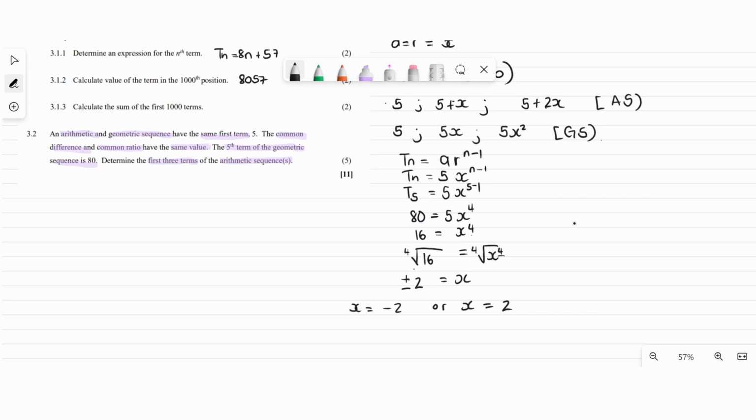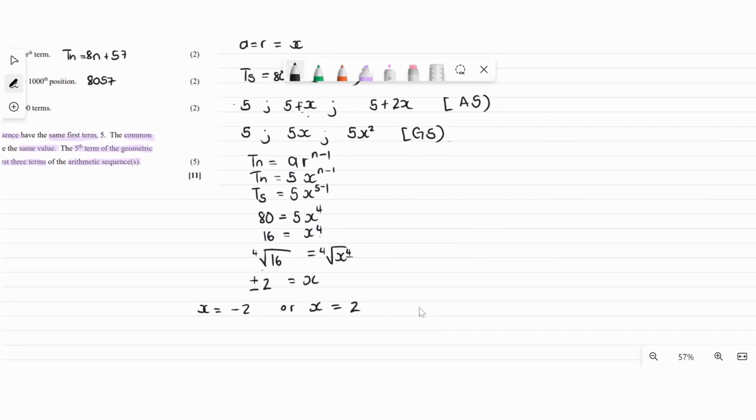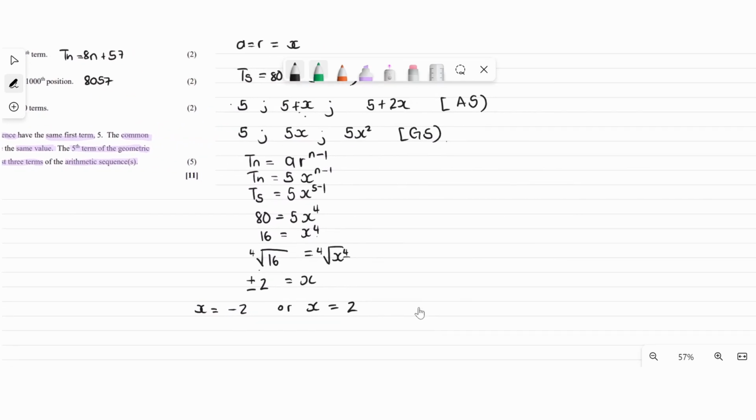So now we know that for our arithmetic sequence at the top, we need x to find the second and third term. So let's do that. We're going to take first when x is equal to negative 2. So let me do it as another answer. When x equals negative 2, our sequence is going to be 5. Then you're going to say 5 plus negative 2 is going to give me what?